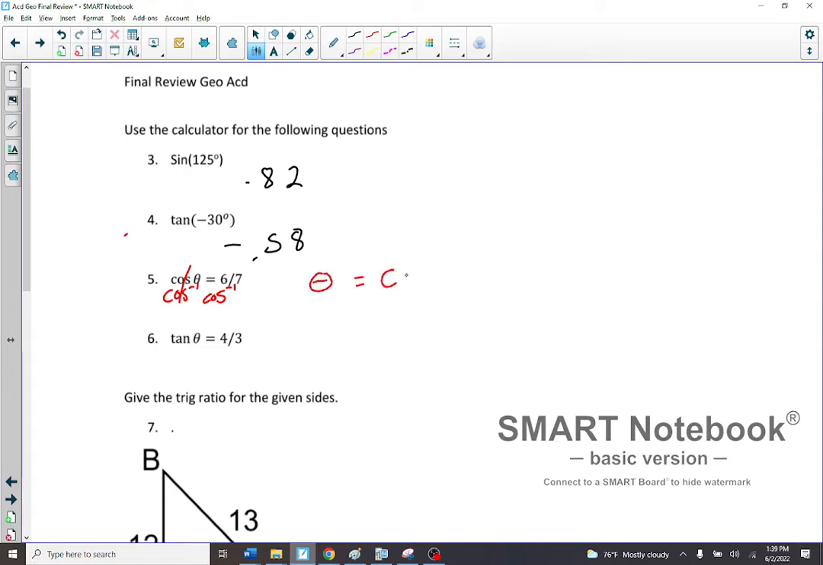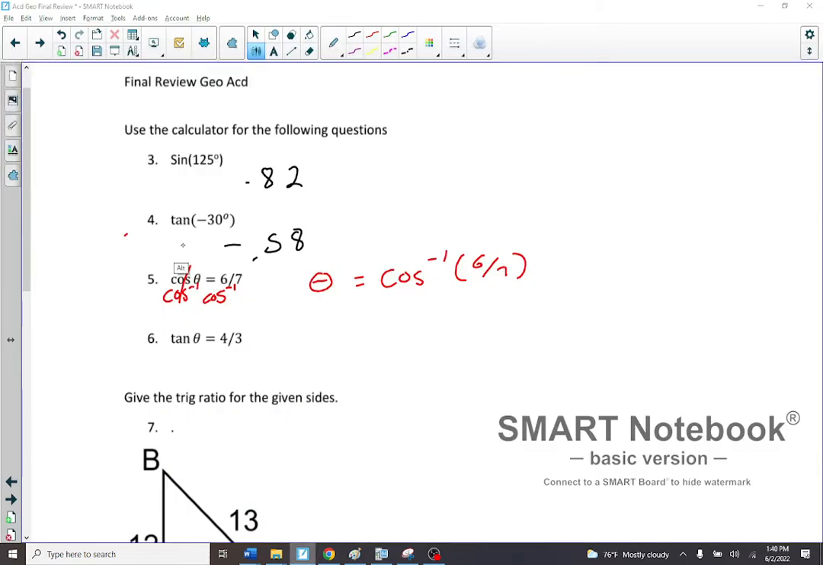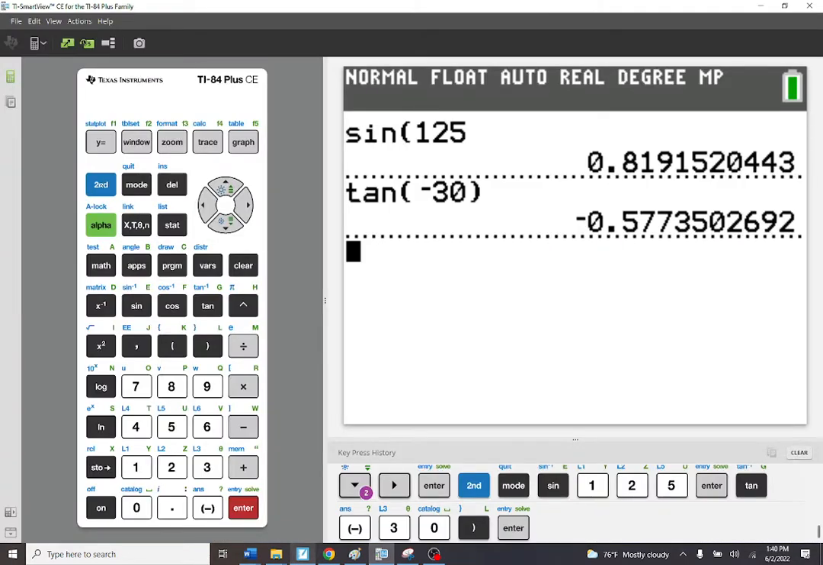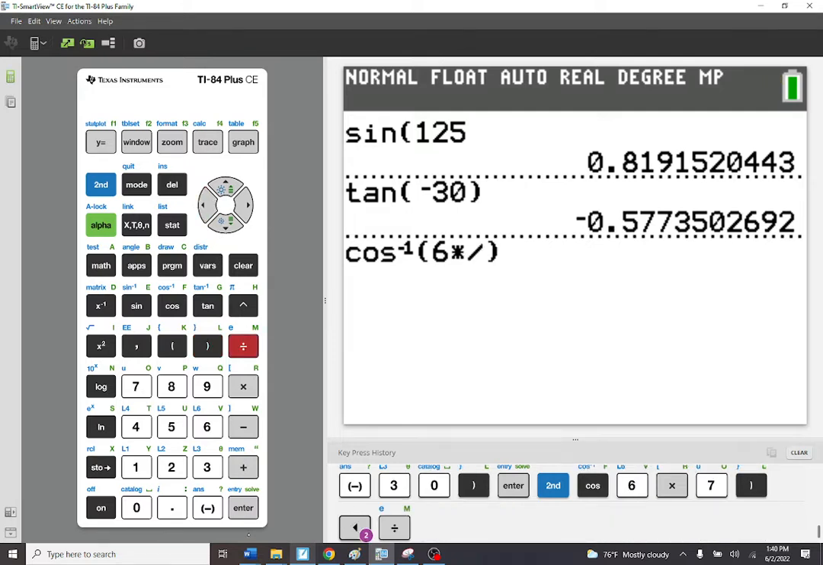So theta equals cos negative 1 of 6 over 7. Make sure you use cos negative 1 of 6 over 7 in this case. And how do we do that? We go to the calculator. It's inverse cos or arc cos. When you do cos negative 1, you got to make sure you click second first, and then the cos button to get the negative 1. And then it's going to be 6 divided by 7. 6 divided by 7.